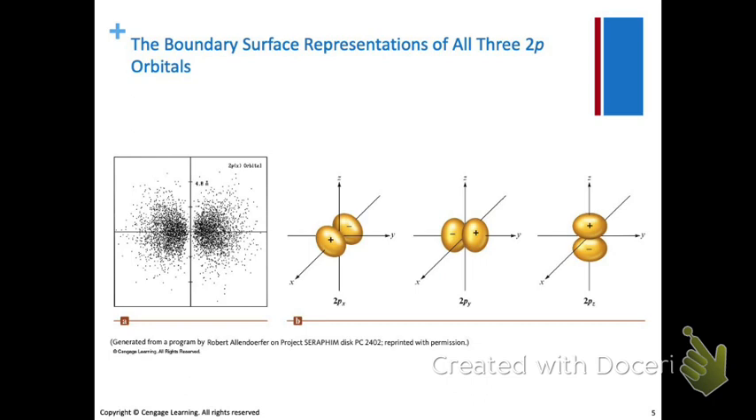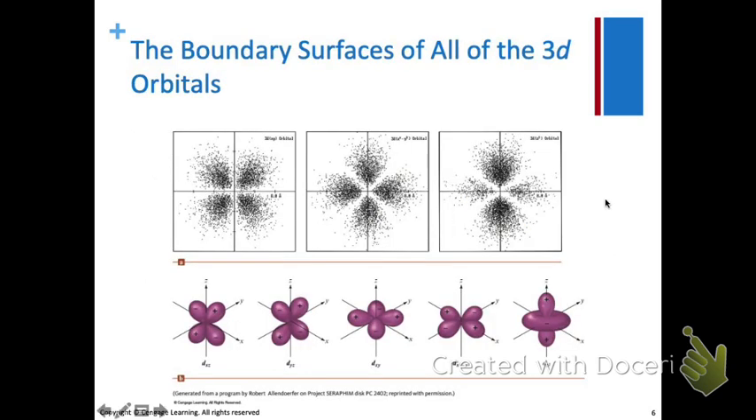Okay, so the p orbital's got 3 versions, which gives us a total of 6. The next one has d orbitals, okay? 1, 2, 3, 4, 5 versions of that orbital. These shapes get much more complex, okay? There are 4 spots there, but they only hold 2 electrons, so the electron's either there or there in that orbital, okay?